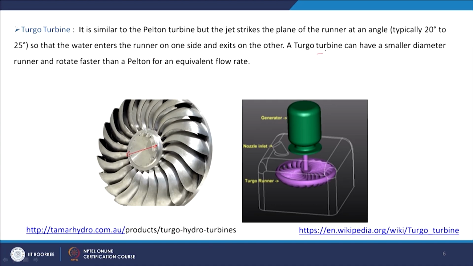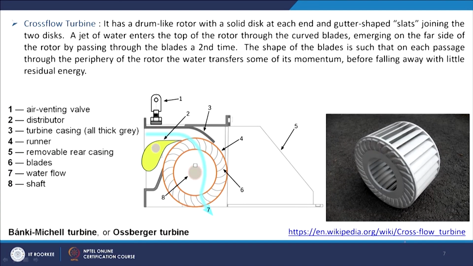The Turgo turbine can have a smaller diameter runner and rotate faster than a Pelton turbine. As I have just discussed, this diameter is less and this design is also different, with an angle of 20 to 25 degrees, so it can rotate at a faster speed. And then the cross flow turbine. This is showing a cross flow turbine.